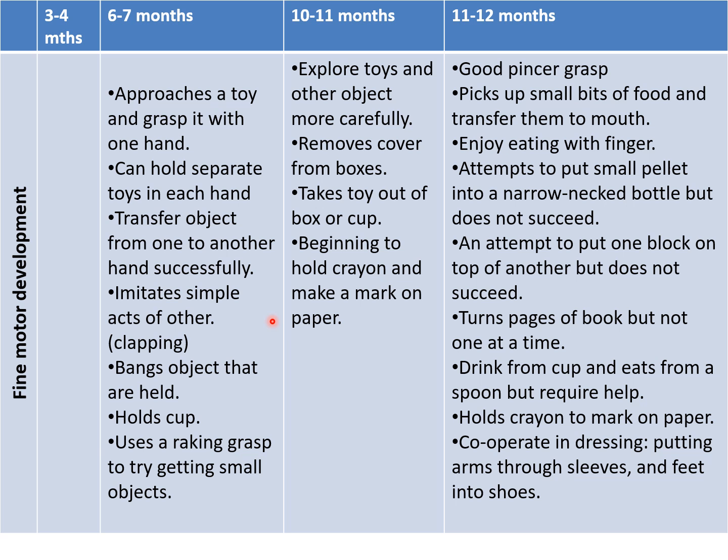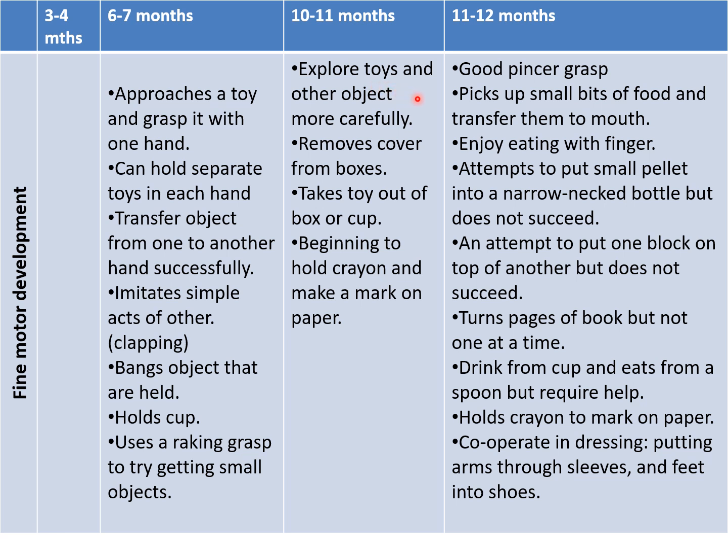Bang objects that are held. If you are giving two toys, you can see both of the toys, they will be bringing close to each other. They are banging and making sound. They can hold a cup. Don't give water in that. They will be just able to hold a cup. Uses a raking grasp to try getting small objects. Raking grasp means they are trying to use the entire palm to grasp the thing.